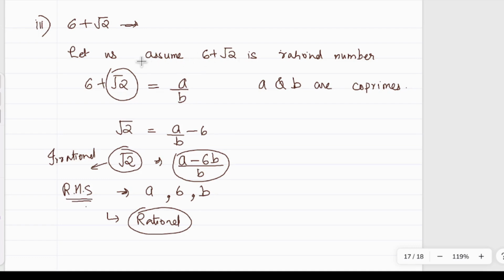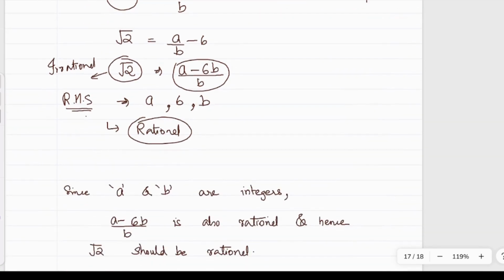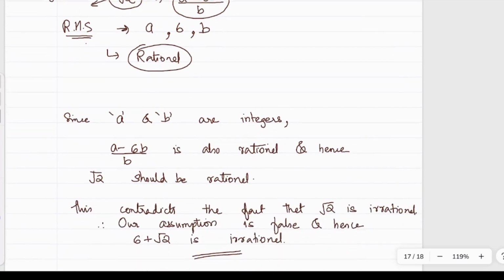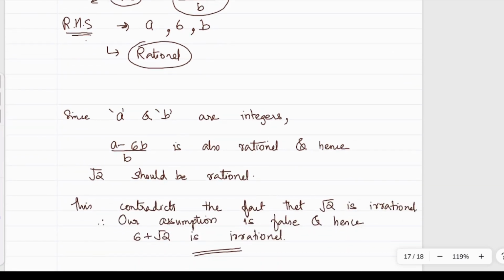So our assumption was wrong. Here we assumed 6 plus root 2 is rational. That is our wrong assumption. Therefore we can tell that 6 plus root 2 is irrational. Clear? So how do we write that part? If a and b are integers, then a minus 6b by b is also rational, and hence root 2 should be rational. But this contradicts the fact that root 2 is irrational. Therefore our assumption is false and hence 6 plus root 2 is irrational. Clear?